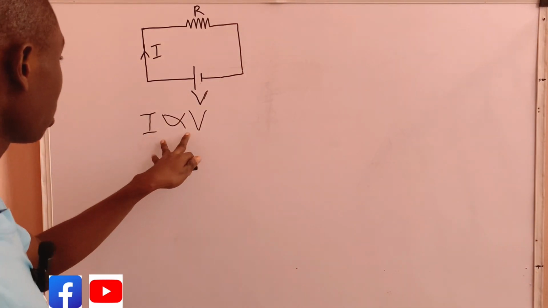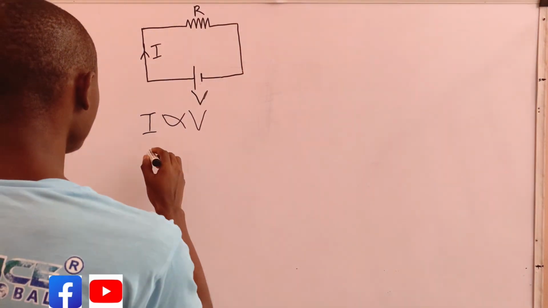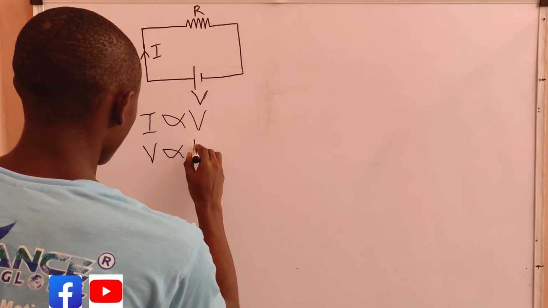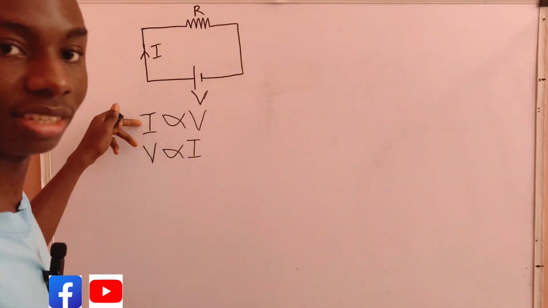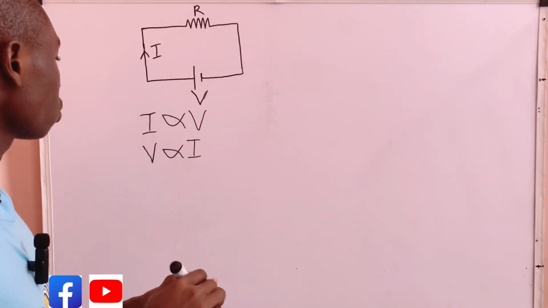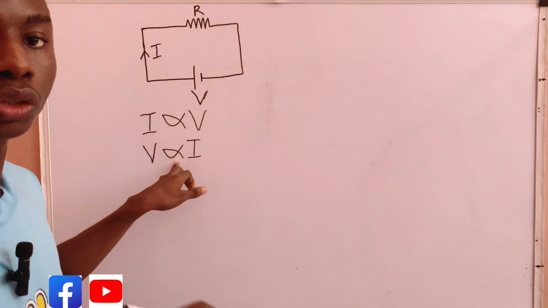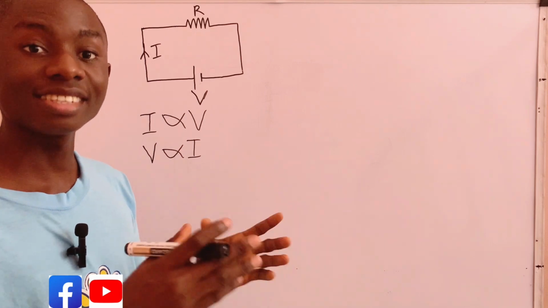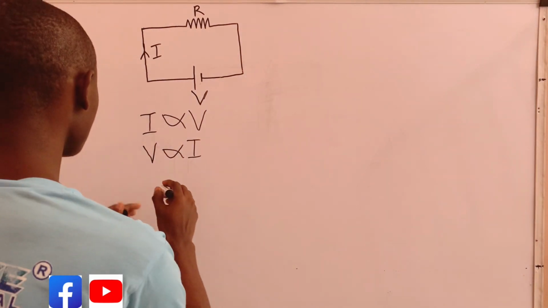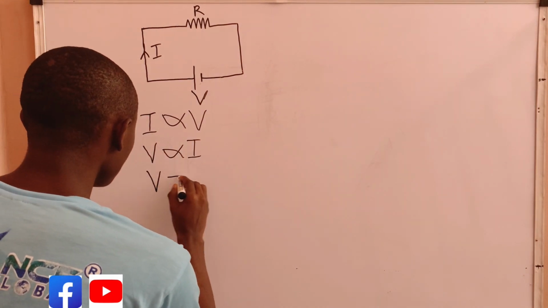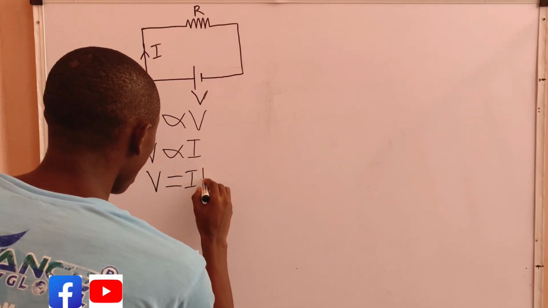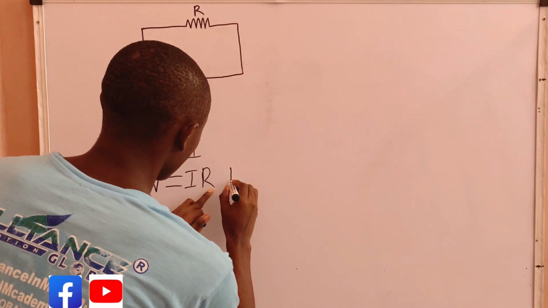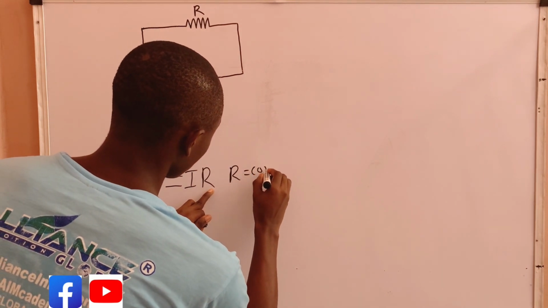This same expression can be written as V will be directly proportional to I. It is the same thing as the first expression. So, to remove this sign of proportionality, we are going to have a constant, and that constant is resistance. So we have that V will be equal to IR, where R is constant.